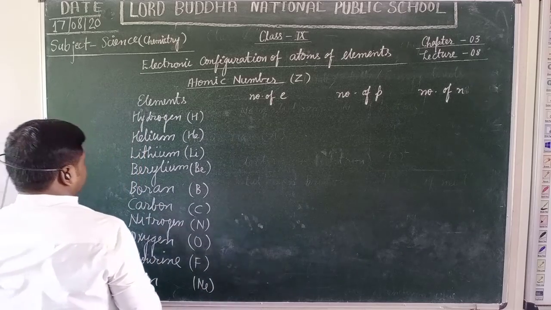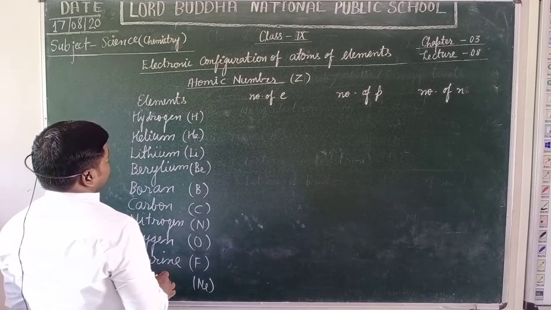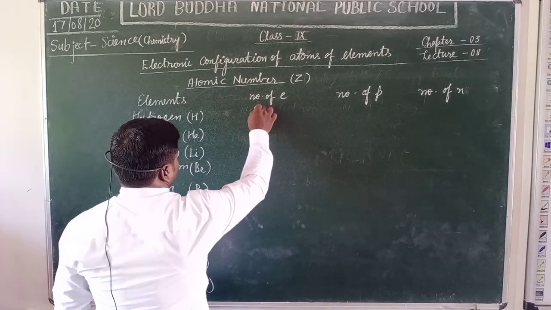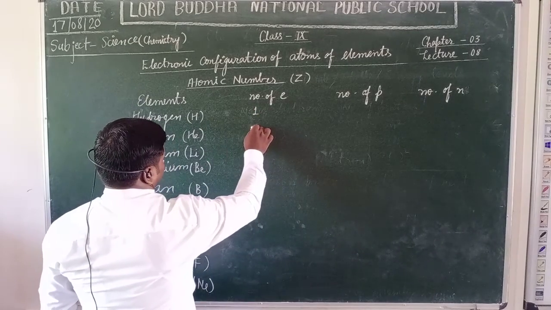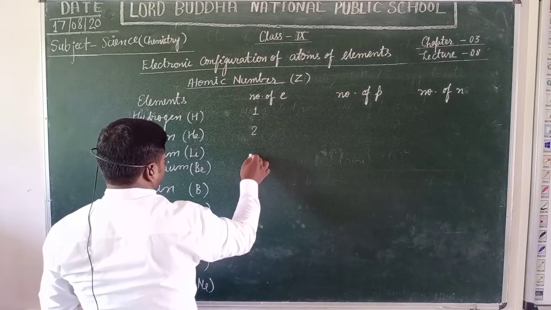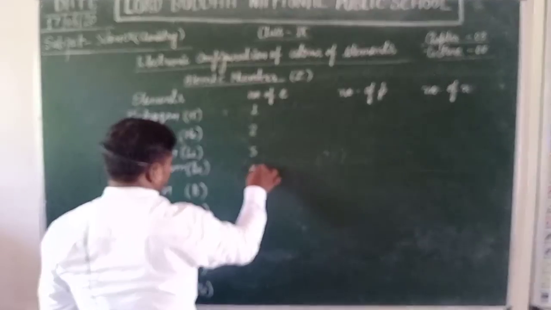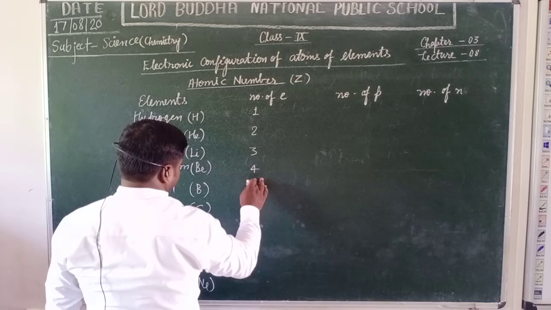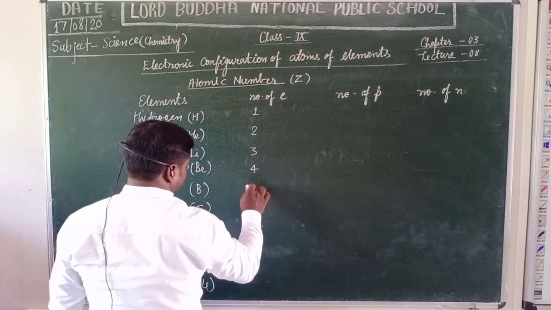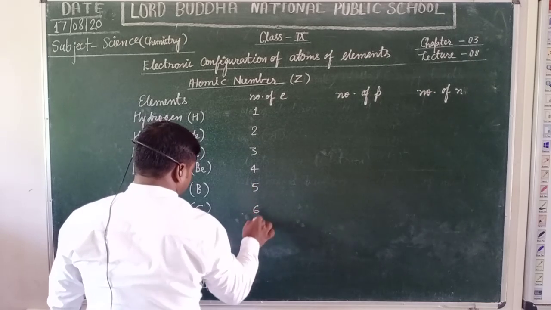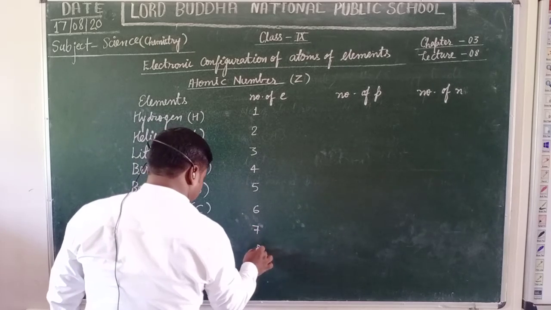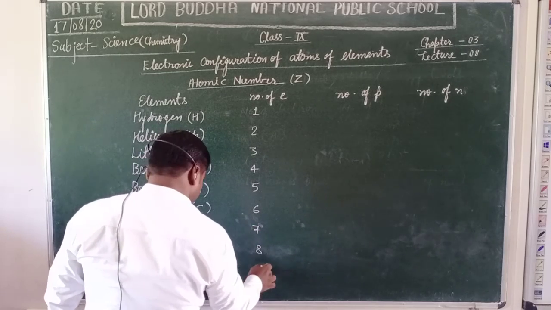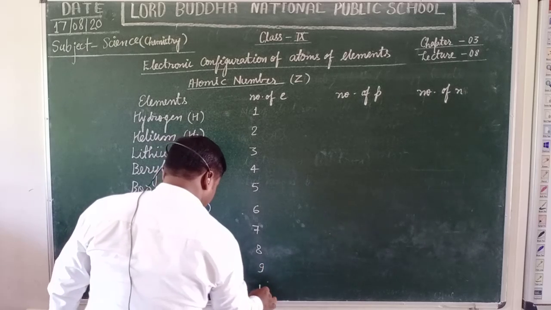Now the number of electrons present in hydrogen is 1. The number of electrons in helium is 2, lithium 3, beryllium 4, boron 5, carbon 6, nitrogen 7, oxygen 8, fluorine 9 and neon 10.